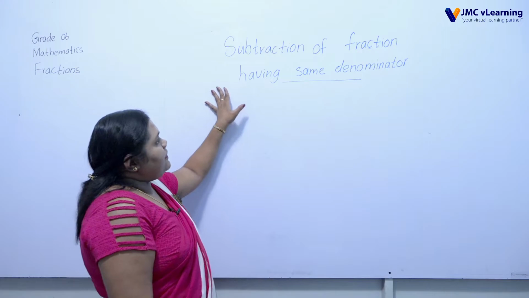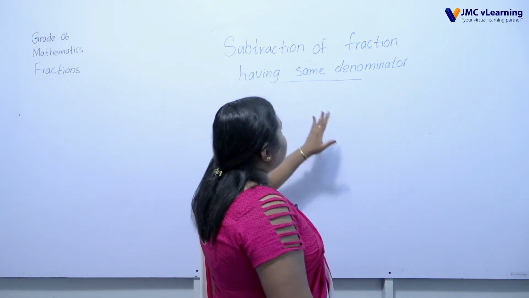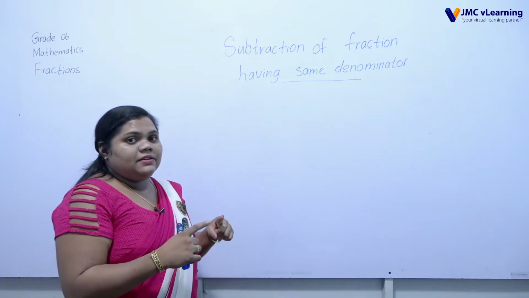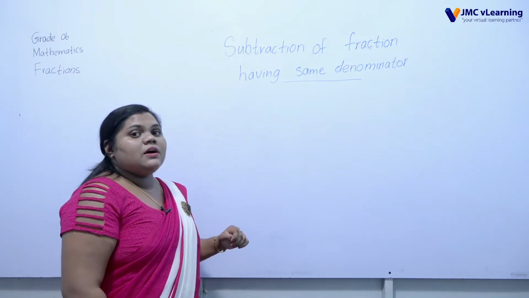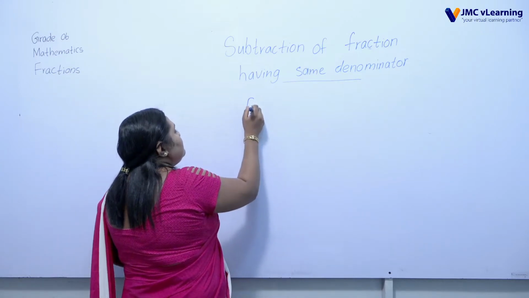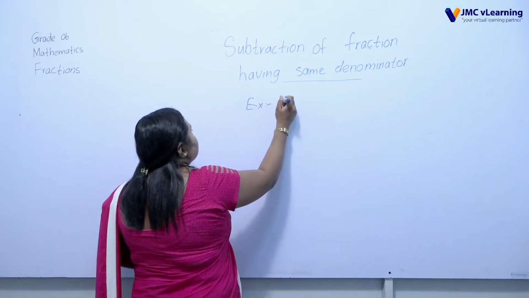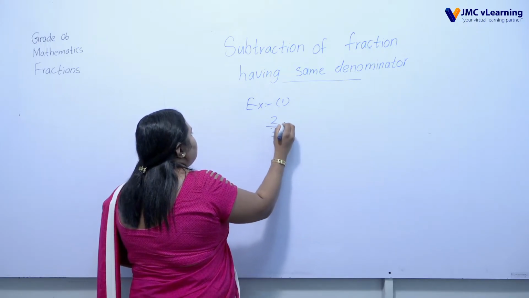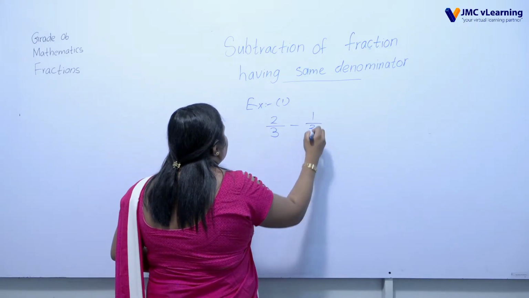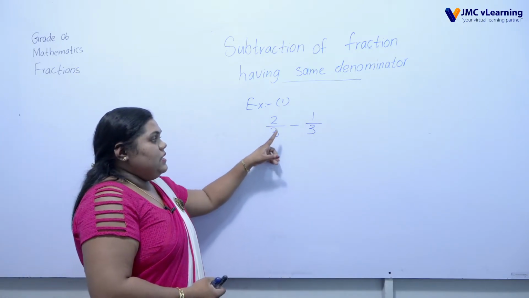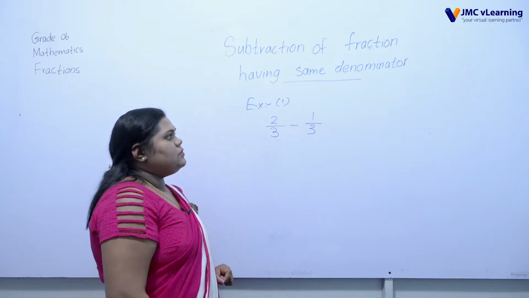Okay. Subtraction of fractions having the same denominators. Now earlier we have added the fractions. Now we are going to subtract. Now for example, look at these fractions. 2 out of 3 subtract 1 out of 3.